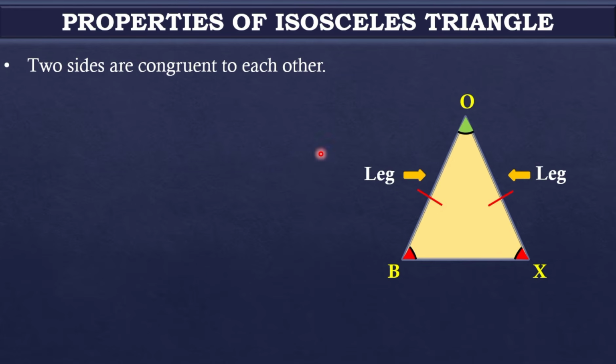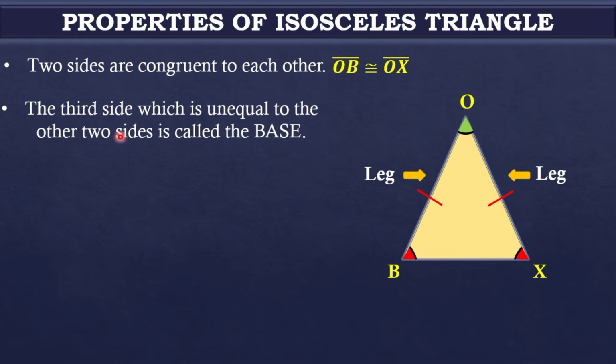So, we have here, again, the two sides or the legs of your isosceles triangle are congruent. We have segment OB or side OB is congruent to OX. So, yun po yung kanyang congruent sides. And then the third side, which is unequal to the other two sides. Since ito yung dalawa ay equal, yung unequal dito sa dalawang side na to is what we call the base. So, ito po yung tinatawag nating base. Next, we have our base, segment BX.